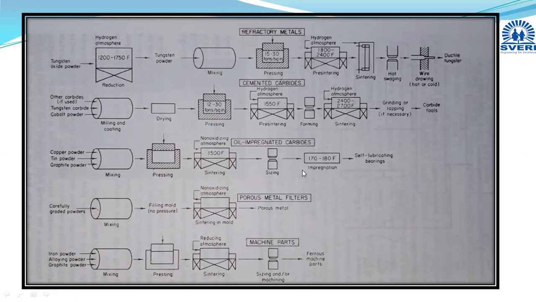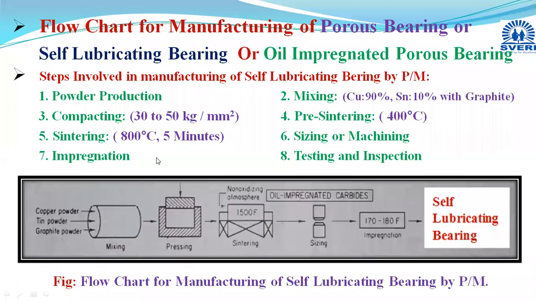Okay, in this way you can draw the flow charts. At the end, you can write testing and inspection and the final component name here. This way you can draw the different components. So in today's session, we have discussed the flow chart along with the steps involved in the manufacturing of self-lubricating bearing by powder metallurgy technique using copper and tin mixture, by following these stages: mixing, pressing, sintering, sizing, impregnation, and testing and inspection of the component.